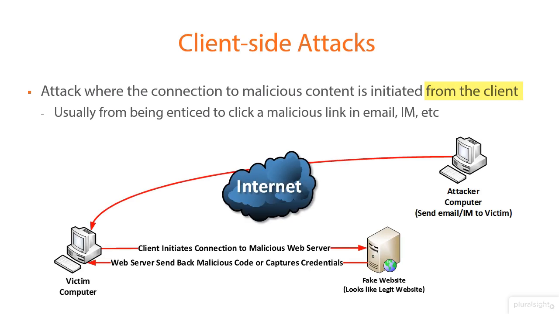In a client-side attack, what happens is the attacker's computer will send an email or an instant message or some type of communication to the victim. All right, so that victim will then click on a link, whether it's embedded into an image or whatever the case might be. It might be a direct hyperlink. That link then makes a connection out to a fake website or some type of malicious web server. That web server stores the code that we're talking about here, the malicious code that gets sent back to the victim's computer, and it's installed or initiated or somehow perpetrated there.